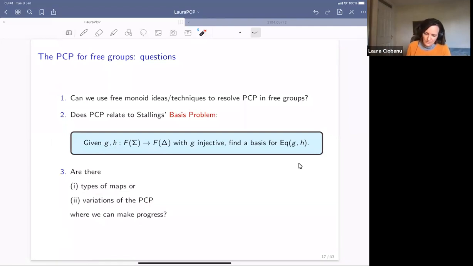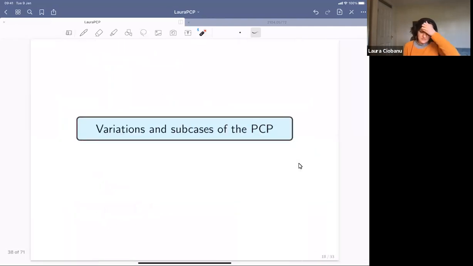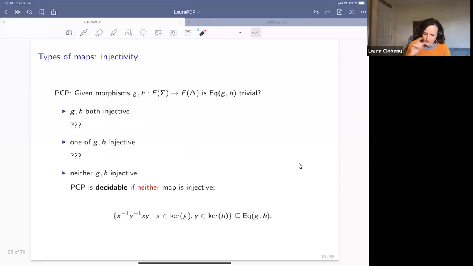All right, so this is now a few results, but also I want to just give you the big picture more than anything. So variations and subcases of the PCP, and what does this mean? Well, PCP is about: is the equalizer trivial? Turns out that, well, we don't know.